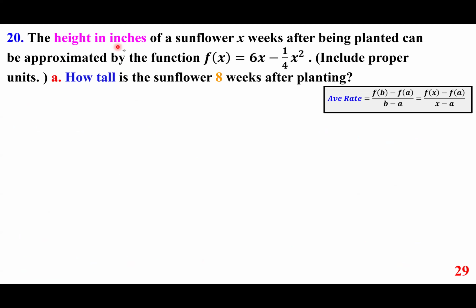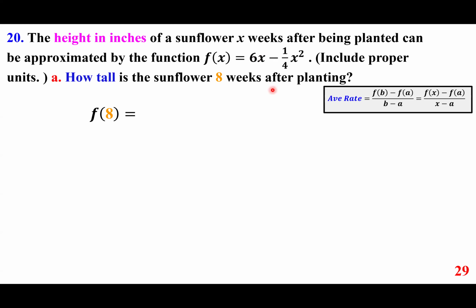The height in inches of a sunflower x weeks after being planted can be approximated by the function f of x equals 6x minus 1/4 x squared. Include proper units. How tall is the sunflower 8 weeks after planting? Well, f of x is 6x minus 1/4 x squared. That's the height. So after 8 weeks, plug in 8. 10 weeks, plug in 10. So whatever that number is, plug in f of 8.